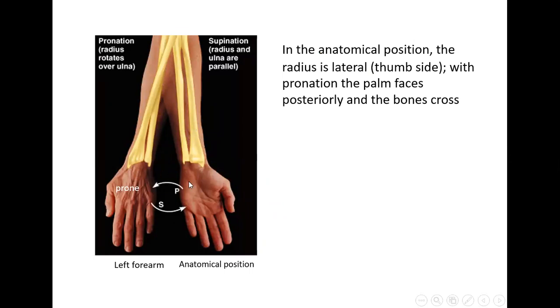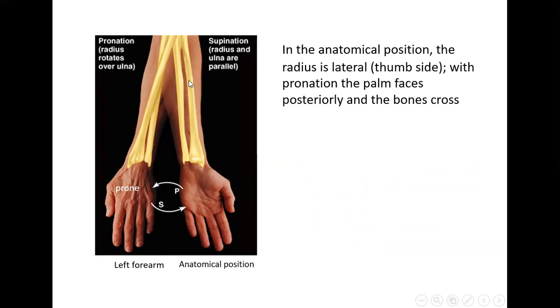This movement is called the prone and supine position. This is the supine position, and this is called the prone position. In the anatomical position, the radius is lateral. This is the anatomical position. The supine position is the anatomical position, where the radius is lateral, toward the thumb. So this is the thumb, and toward the thumb will be the radius.